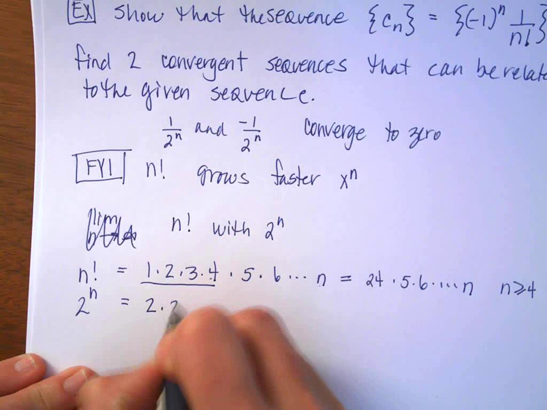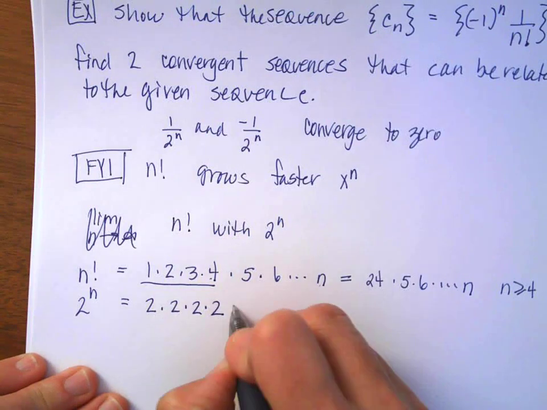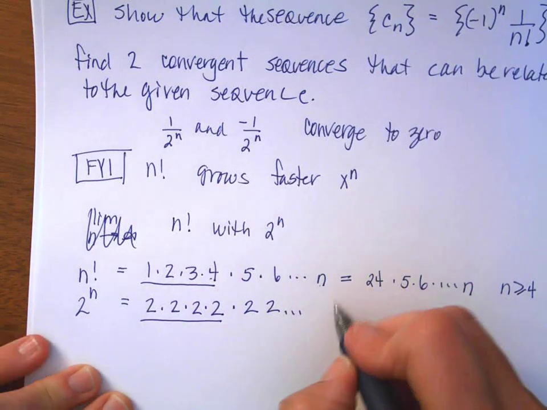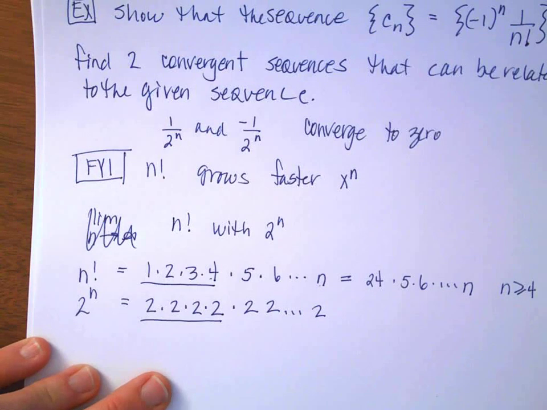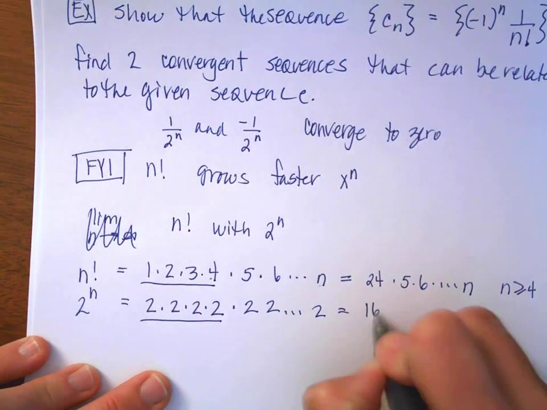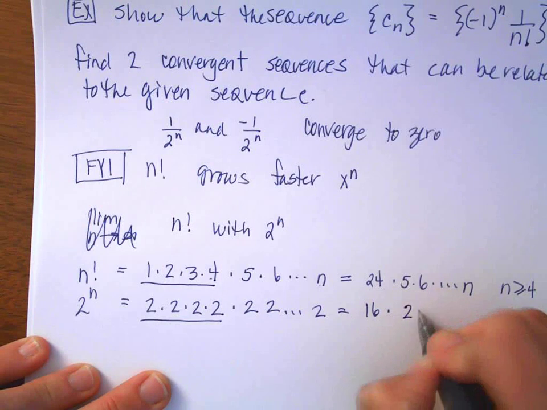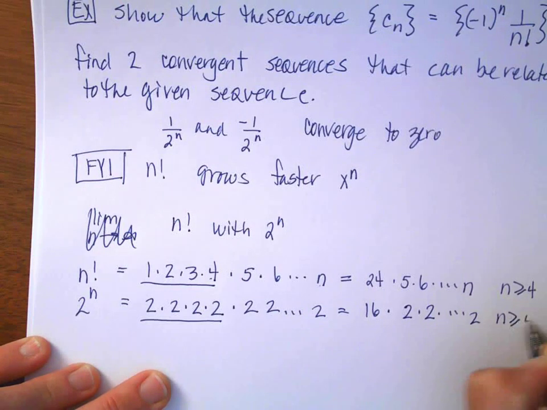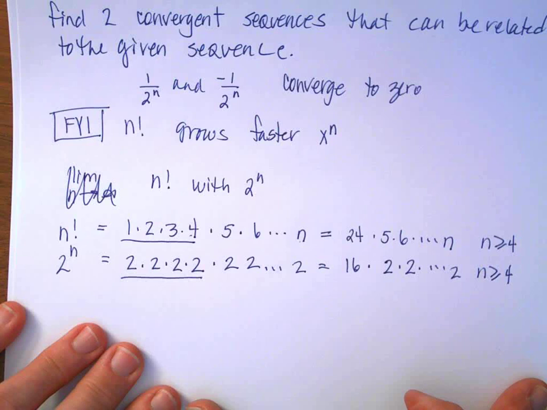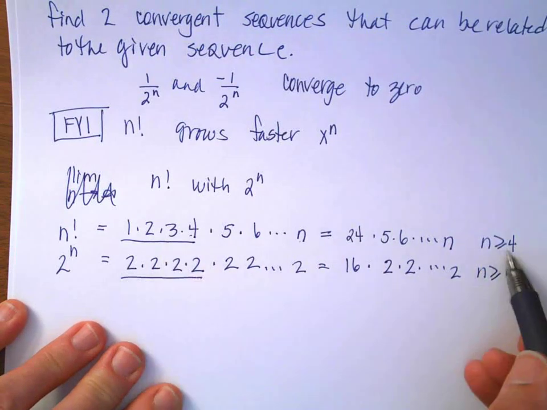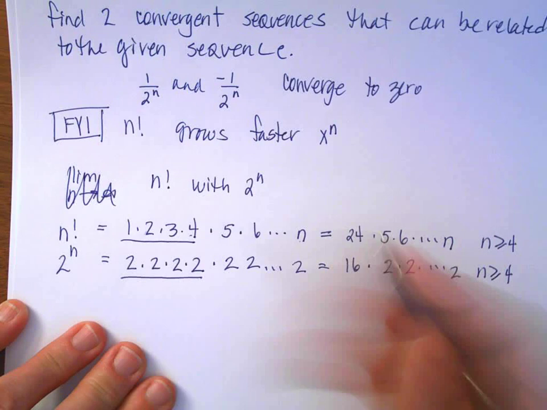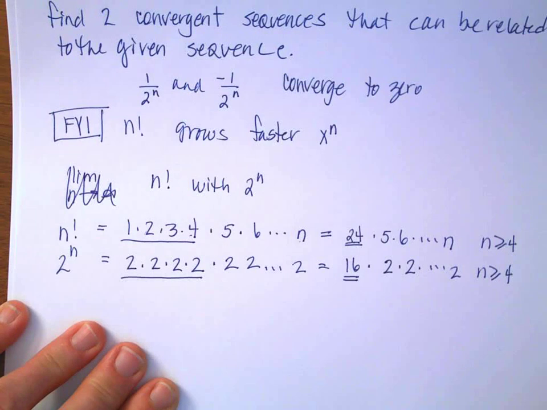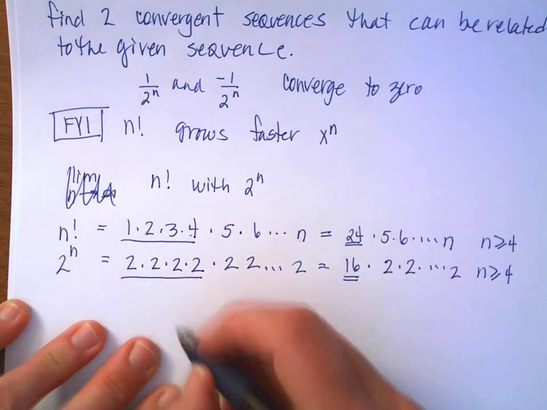Well, if I look at 2 to the n, I would get 2, 2, 2, and 2, and then 2 and 2. So if I look at the first 4 terms, and this would go out to a number of 2's, then this is 16, and then the 5th term would be 2, the 6th term would be 2, all the way out to 2, for n is greater than or equal to 4. So since I'm looking at both of these expressions from 4 on, notice that this product is greater than this product.